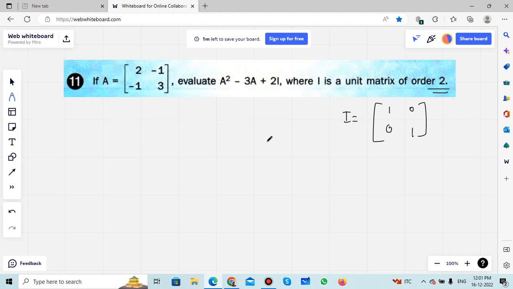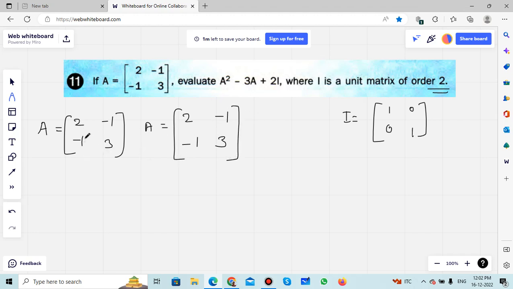Okay, remember this. So we have to first get A squared, then find 3A, then 2I, 2 times I, and then add them or subtract them, in fact evaluate them. So first we'll find out A squared. So how do we find A squared? I'll write here A is 2 minus 1 minus 1 3, and again put A, which is 2 minus 1 minus 1 3. We'll multiply these two and this will give A squared.